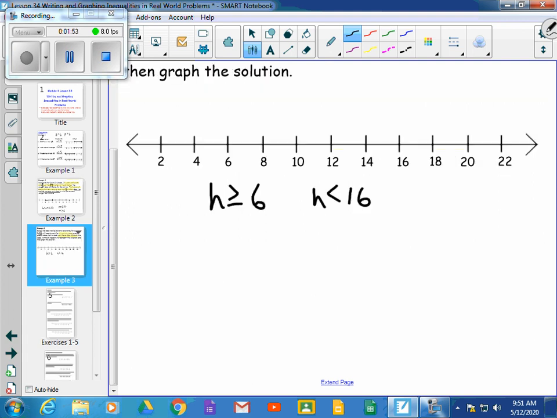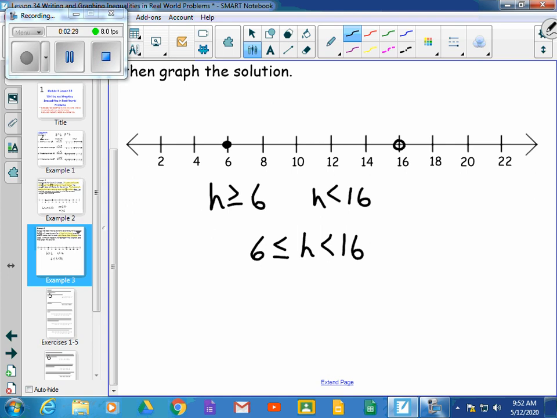If we put that all together, our inequality would look like this. So we'd flip that first one around so that we'd have H in the middle, and then we would have less than 16. So those are the hours that Gurnaz can work. He can work 6, so we're going to put a solid dot on 6. Can't work 16, so we're going to put an open circle on that one. All the values between 6 and 16, he can work.